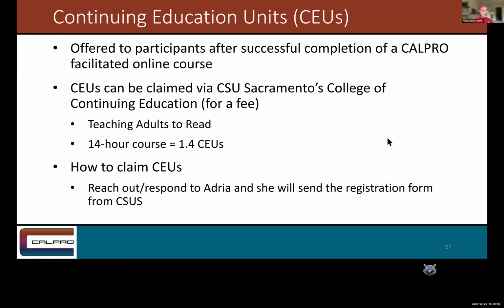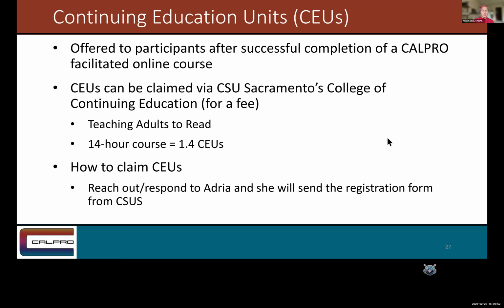I'd just like to share a little bit of information about our process for registering for continuing education units or CEUs. I do want to be clear that without taking any additional steps, all participants will receive, when you finish the course, a digital certificate from CalPro by email within a couple weeks of the course end date. But if you would like to, you can also apply through a partnership that we have with CSU Sacramento's College of Continuing Education for CEUs.